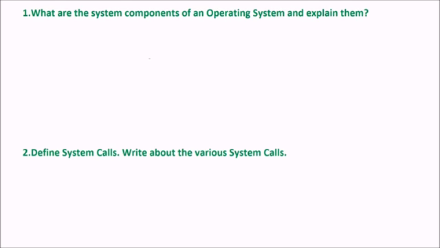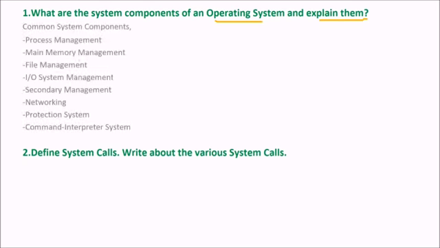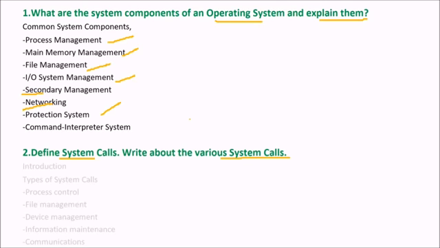Then what are the system components of operating systems, and you need to explain them. These are the system components that the operating system deals with: process management, main memory management, file management, input-output system management, secondary storage management, networking, protection system, and command interpreter system. Define system call and write about the various system calls.